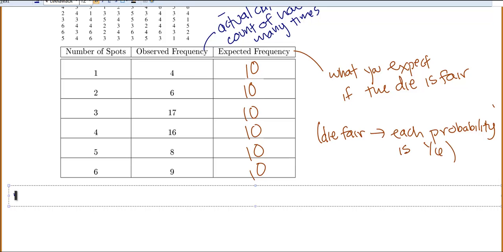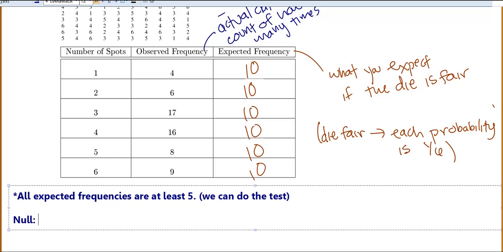So let's start with checking our assumption. Are we supposed to do this test? We should check to see that my sample size is big enough, or that all of the expected frequencies are at least 5. And in this case, all expected frequencies are at least 5, since they're all 10. So we can do the test.